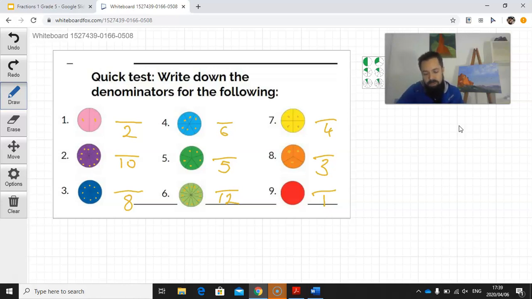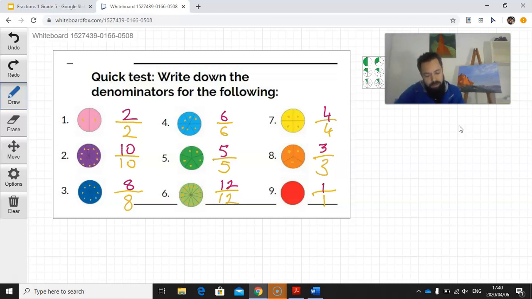If we wanted to have a look at the numerator, we're then looking at how many are actually colored in. So in the first case, there are two pieces, but both of them are colored in, so the numerator is 2. In number 2, there are 10 pieces. We have all of them. Over there, we've got 8, so it's 8 on top. It's numerator of 6, numerator of 5, numerator of 12, 4, 3, and 1.